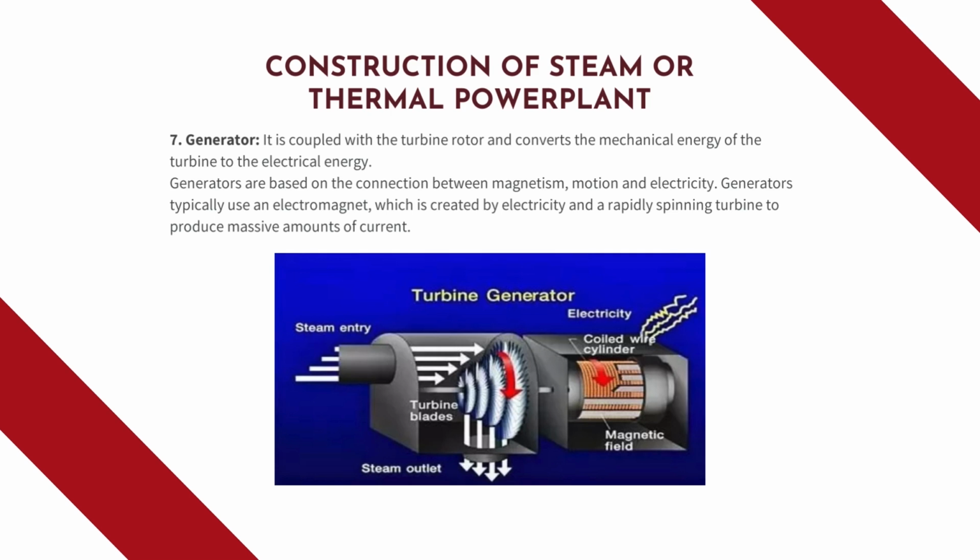So, in this slide we can see the picture of a generator. Steam is entering here, the turbine generator is shown here, and steam is going out from the other side. So, ultimately a magnetic field is generated and eventually we are able to get electricity from this component, which is called the generator.